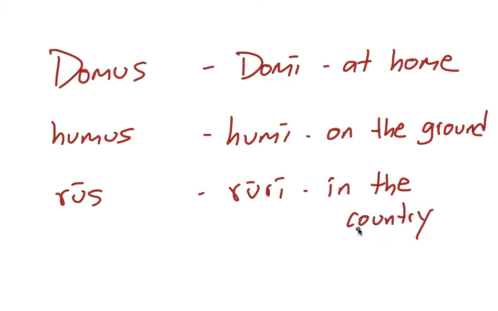Okay, and so of course the same rule applies with motion. So if you wanted to say I'm going to the house or to home, you would use domum. If you're coming from the house, domo. Same thing with rus. If you're going to the country, you would say rus, because rus is actually neuter. It's rus, ruris, neuter. And if you wanted to say from the country, you would say rure, using the ablative.